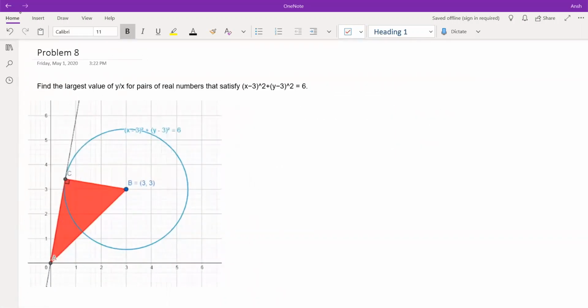Okay, so our next problem is again dealing with the circle, but this time we're looking at a different property. So we want to find the largest value of y over x for pairs of real numbers that satisfy the equation (x minus 3) squared plus (y minus 3) squared equals 6. So does anyone notice anything about what y divided by x looks like?